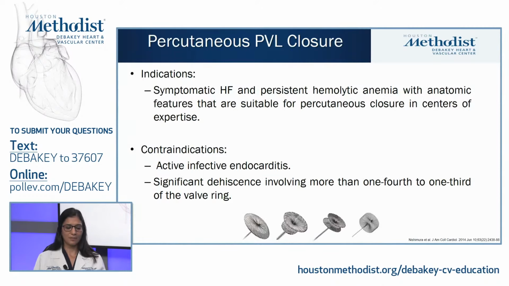And the indications for percutaneous PVL closure include symptomatic heart failure or persistent hemolytic anemia with anatomical features that are suitable for percutaneous closure. The contraindications include active infective endocarditis, which can lead to PVLs, and significant dehiscence involving more than 1/4 to 1/3 of the valve ring.